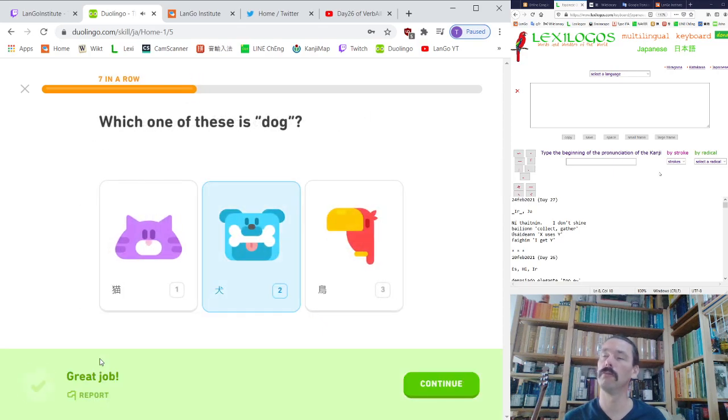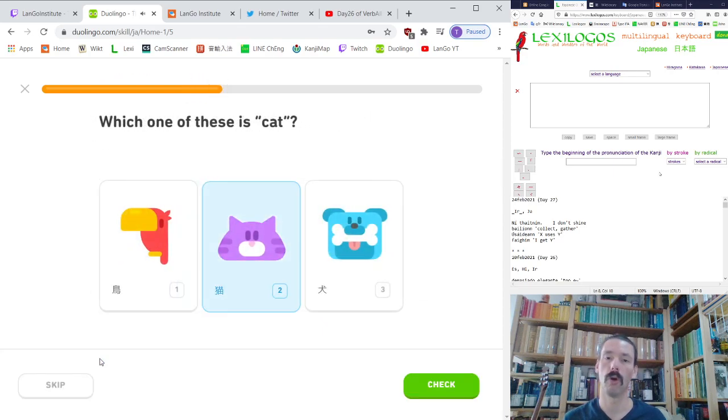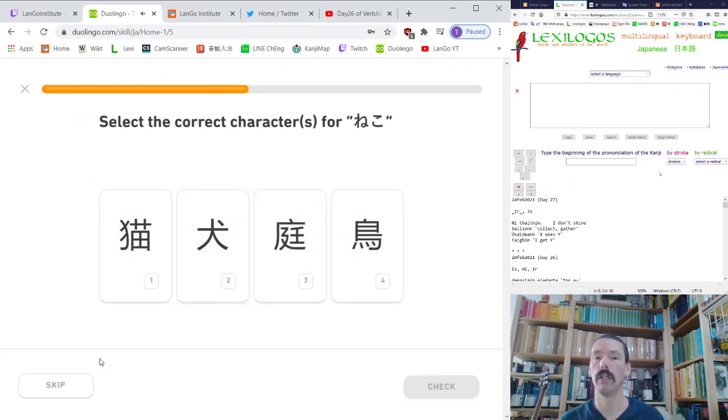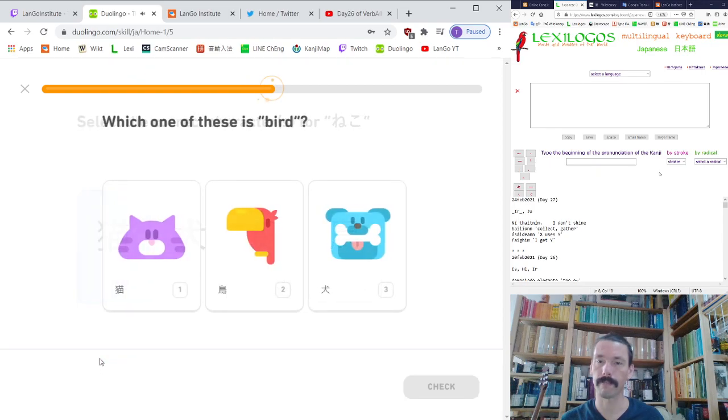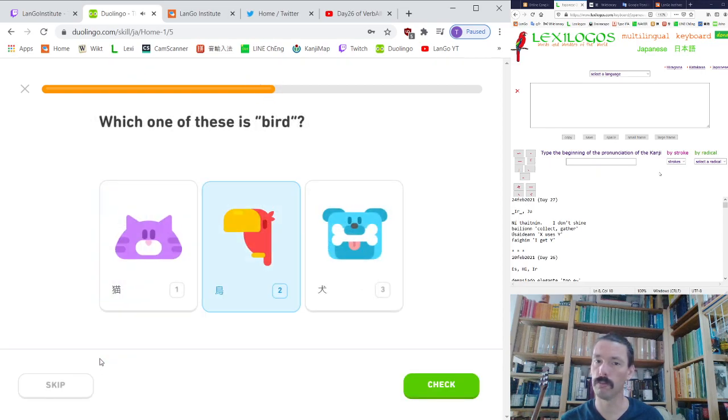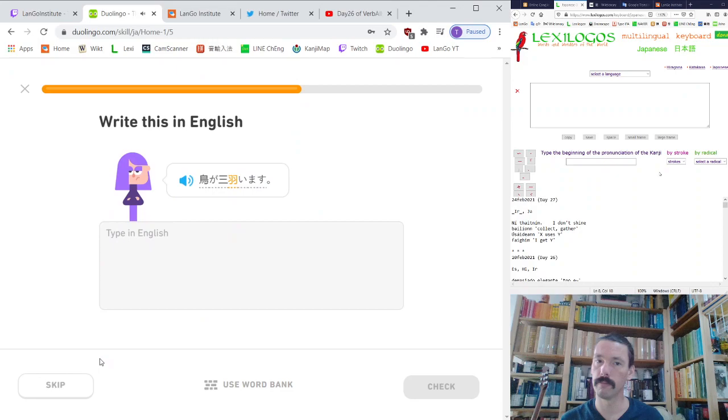Dog, inu. Neko, with a down step. Bird, tori, with an up step. Tori ga san wa imasu.